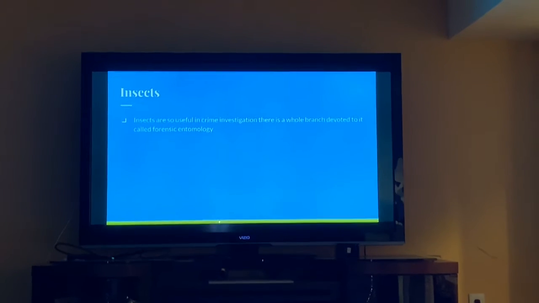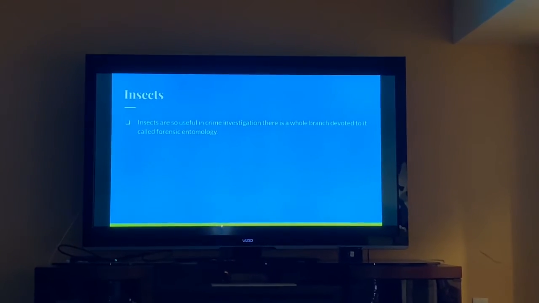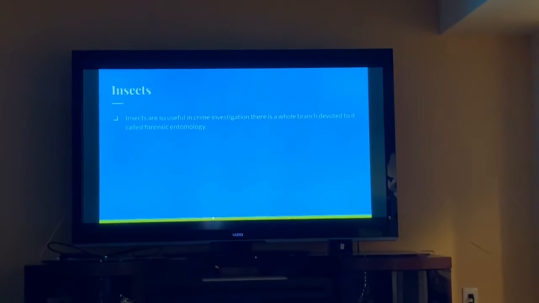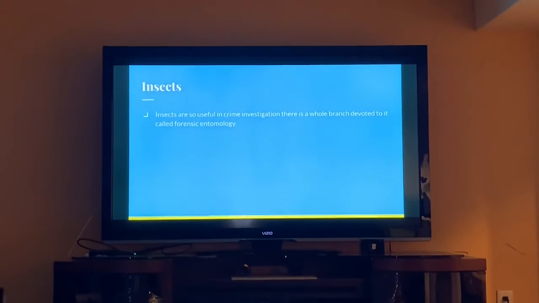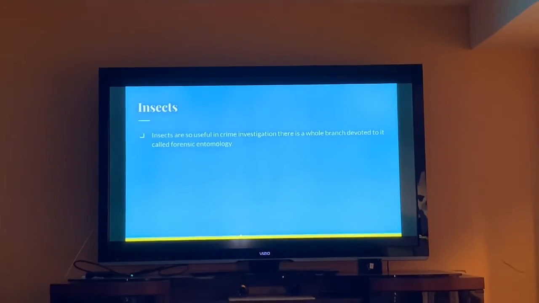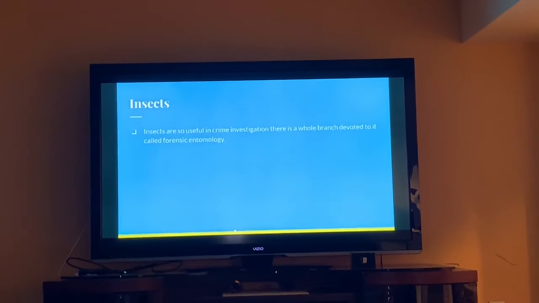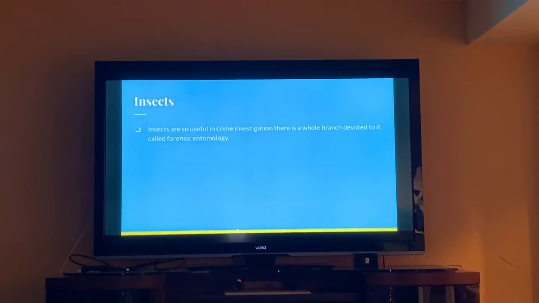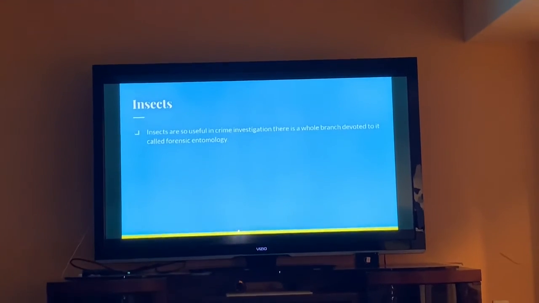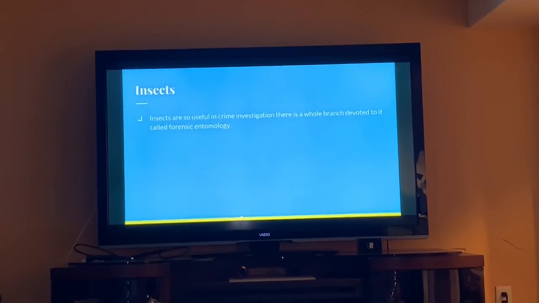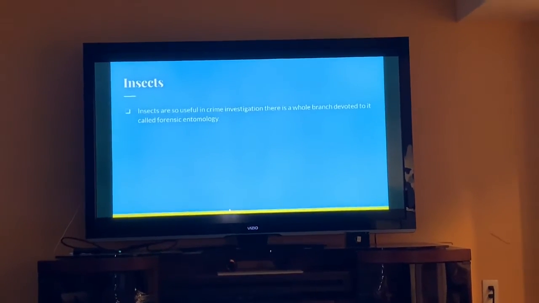Insects. Insects are so useful in crime investigation today. There is a whole branch devoted to it called forensic entomology. So there's a question. What's forensic entomology, you ask? Well, the main job duty of a forensic entomologist is to find post-mortem interval, which is the minimum amount of time someone could have been dead.